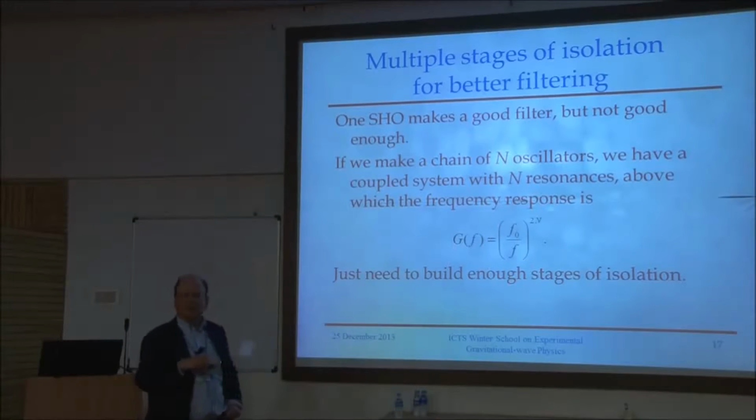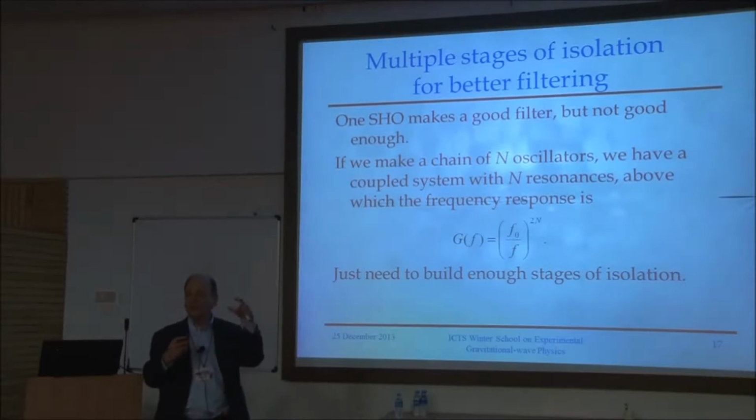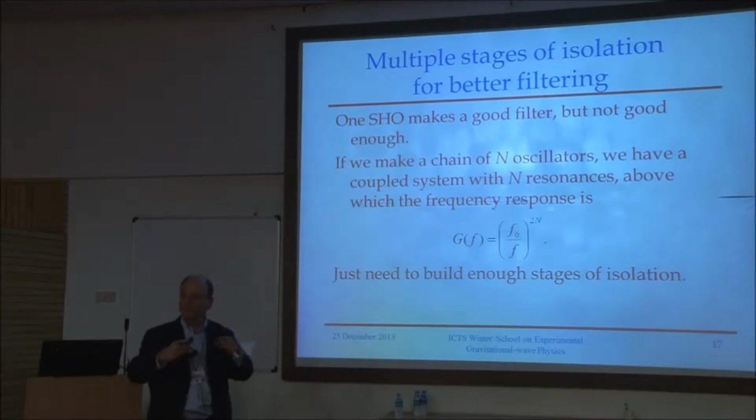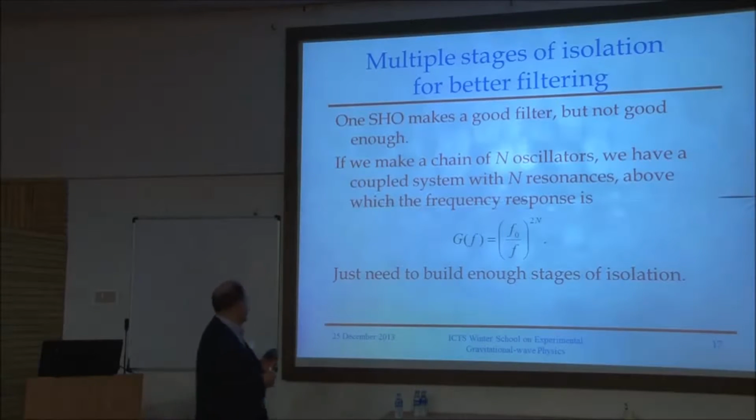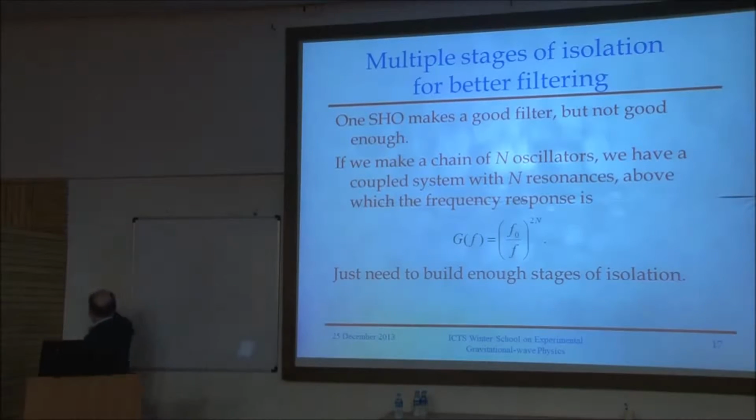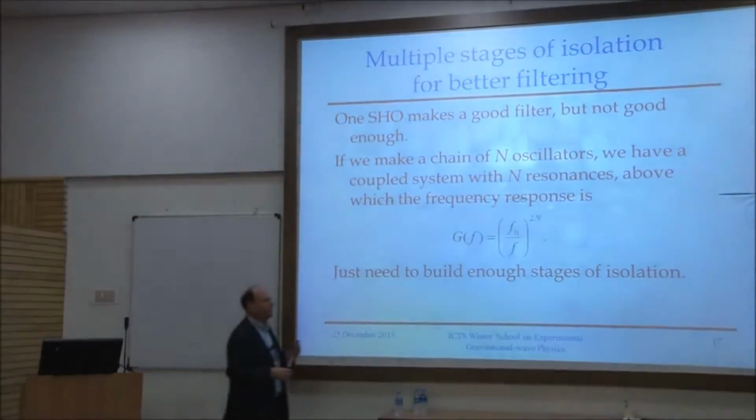I keep writing this 1 over f squared per stage characteristic, and that is more or less true, but it's not true to arbitrarily high frequencies, because any physical spring, be it a coil spring, a cantilever that bends, a pendulum, not only is a spring, but it has some mass, which means it has some internal modes of vibration. And once you include the physics of those internal modes, you find something that's kind of distressing.